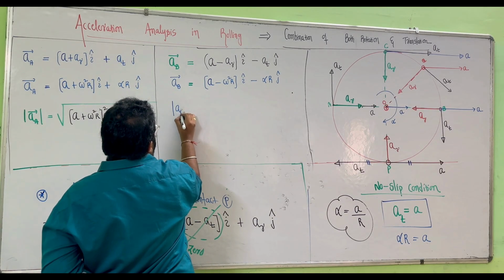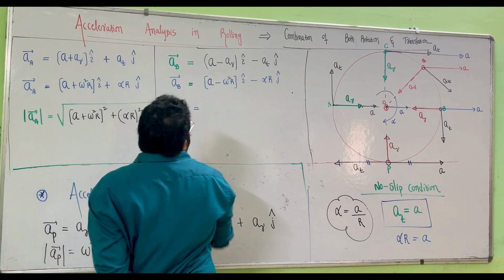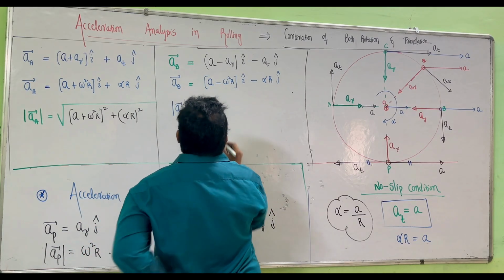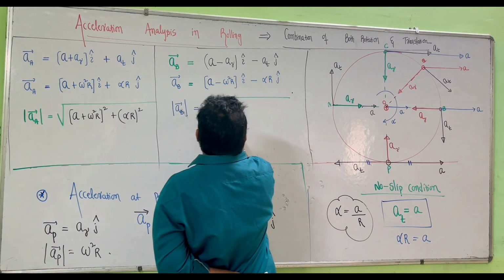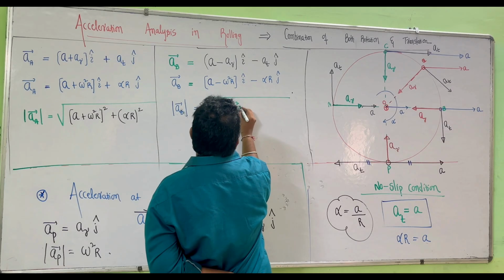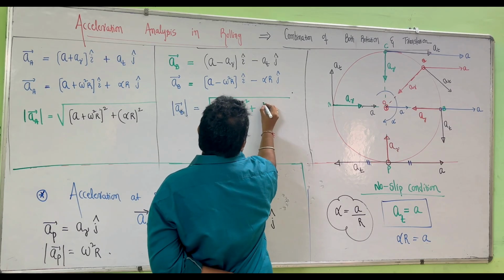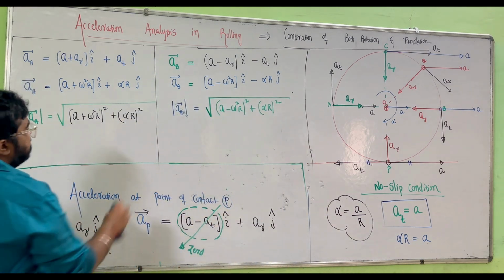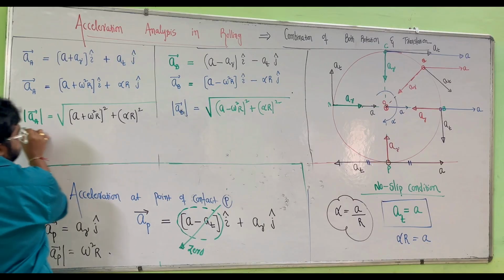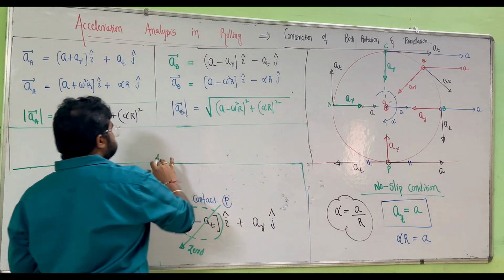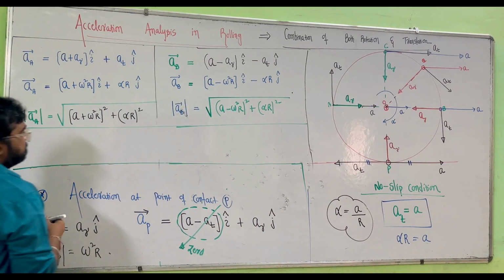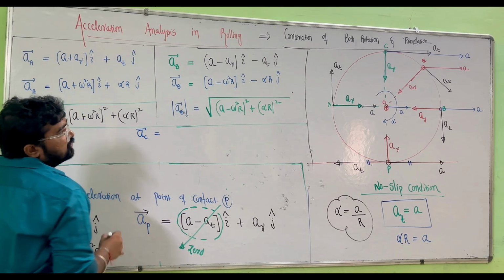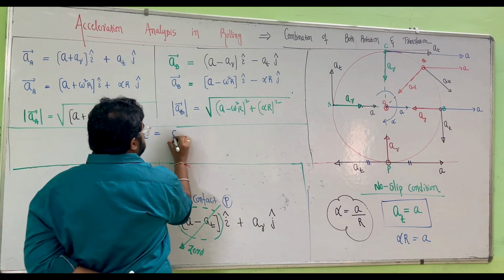What is the magnitude of acceleration at point B? Tell me how much you are getting. Square root of A minus omega square R whole square plus alpha R whole square. So next, what is the acceleration at point C? Tell me. A plus AT.